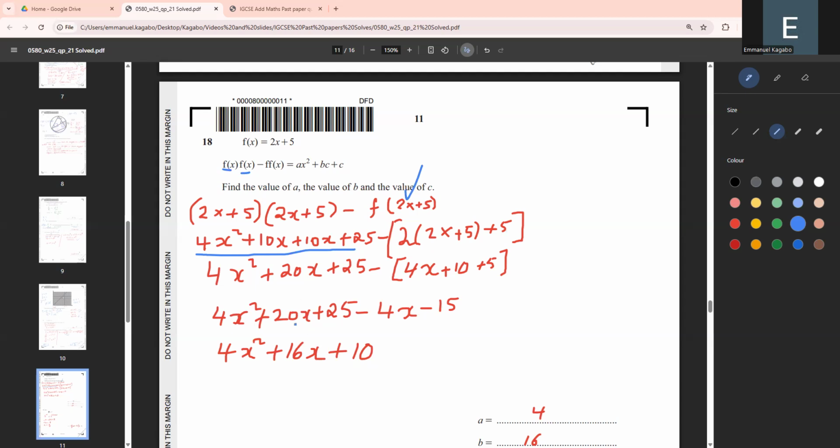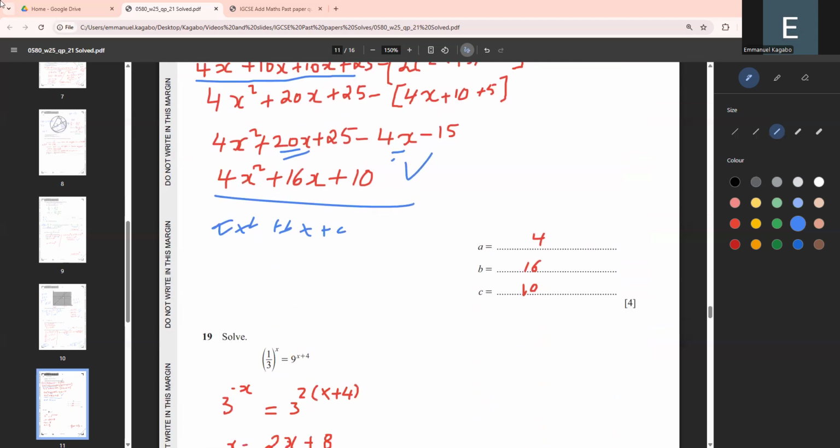So 4x squared plus 20x minus 4x, this one minus that gives me 16x. 25 minus 15 gives me 10. Compare this with ax squared plus bx plus c. Now, what's my a? My a is 4, my b is 16, my c is 10. That's what I have there.